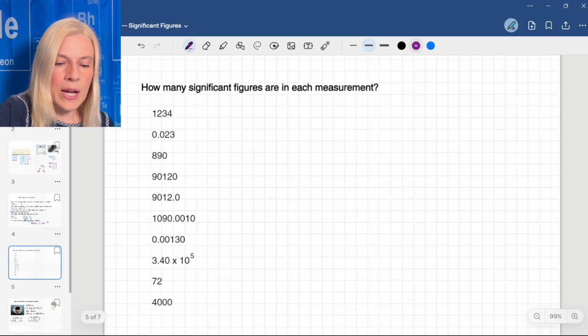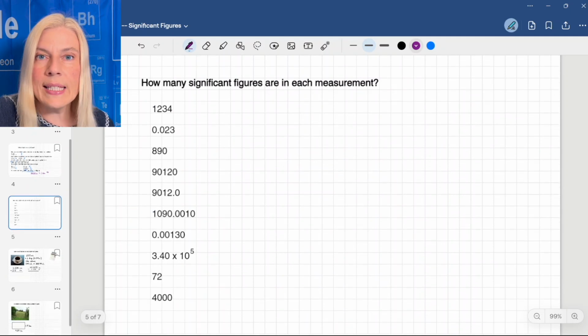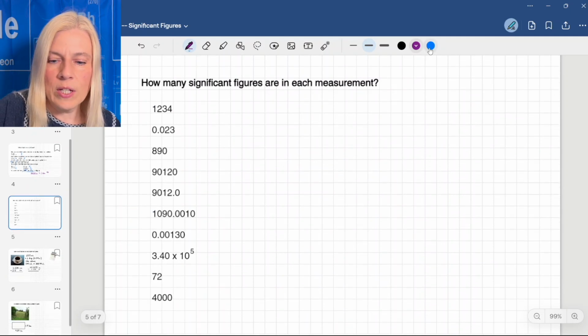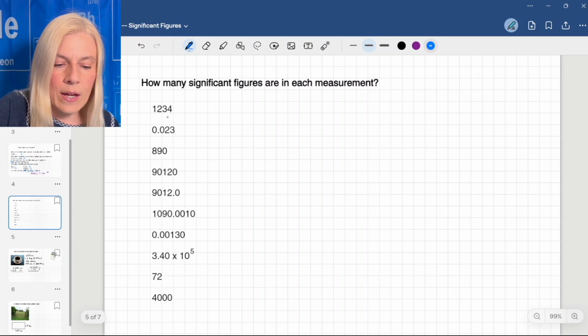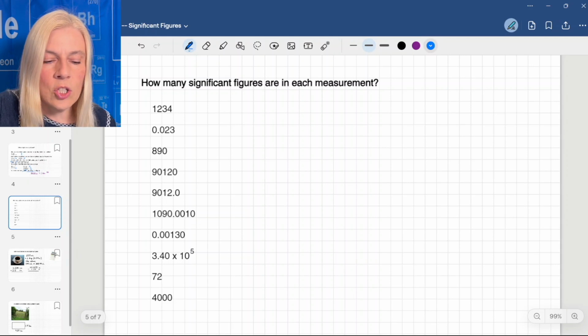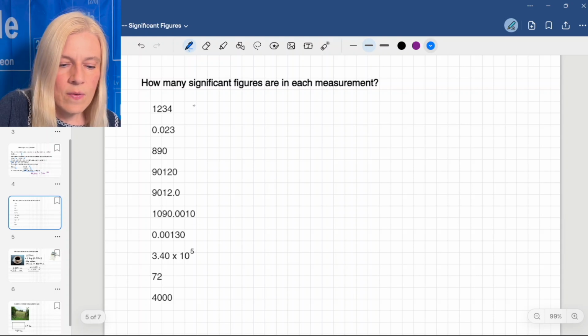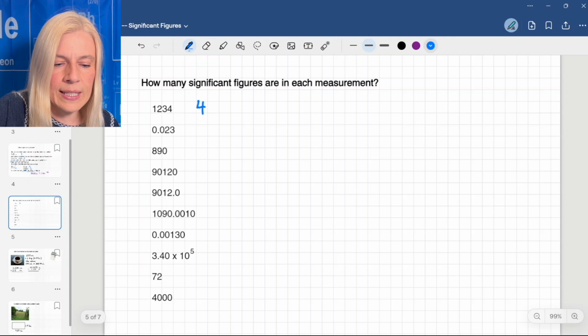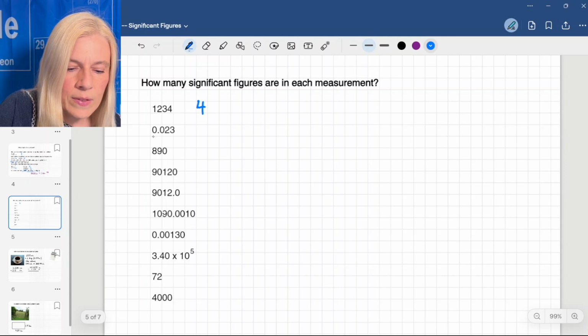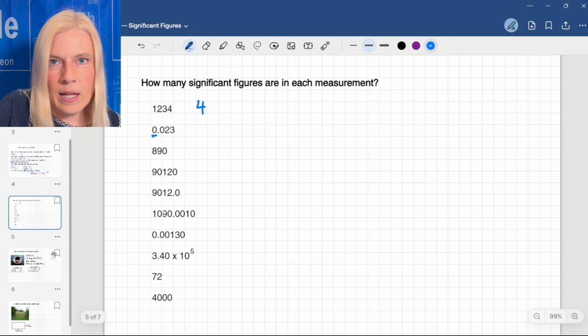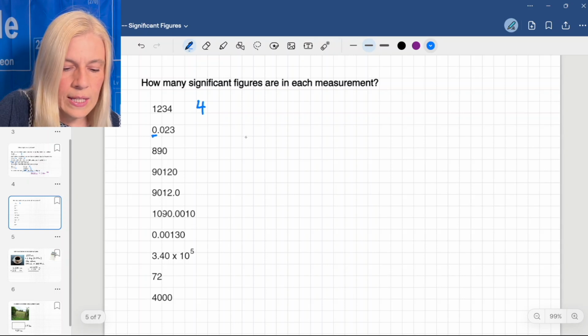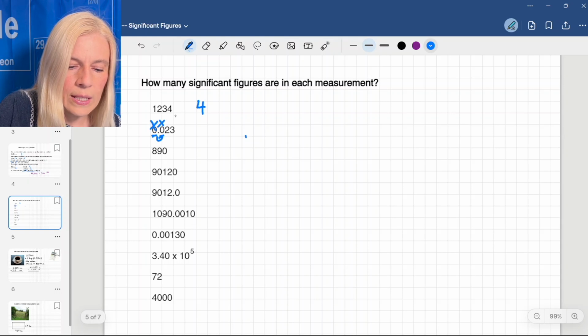Okay, so let's practice really quickly. How many significant figures are in each measurement? Really fast. Let's do this. So here we have 4 digits, and every one is a non-zero. That's easy. Here we have 4. Next example, let's look here. Well, we have this 0. It's just a leading 0. And this 0 is after a decimal point, but it's not after a number. So these zeros do not count.